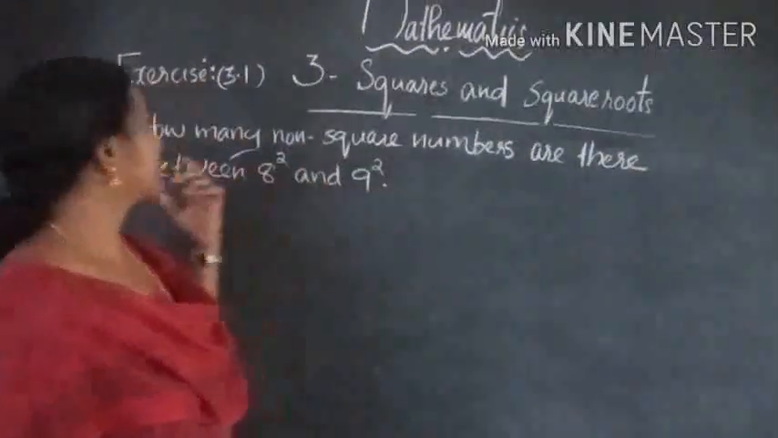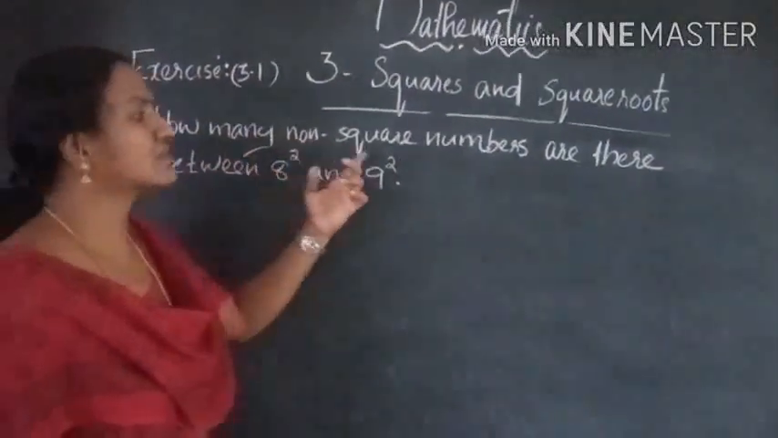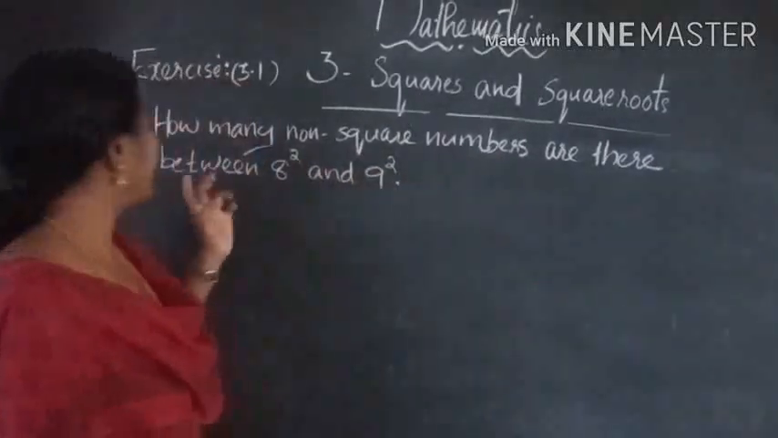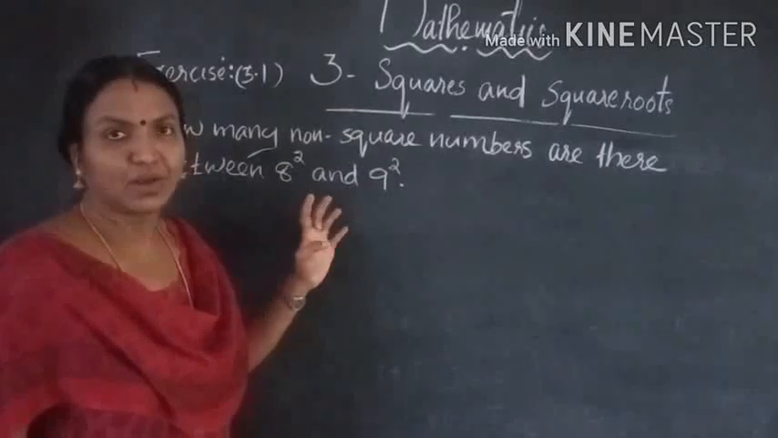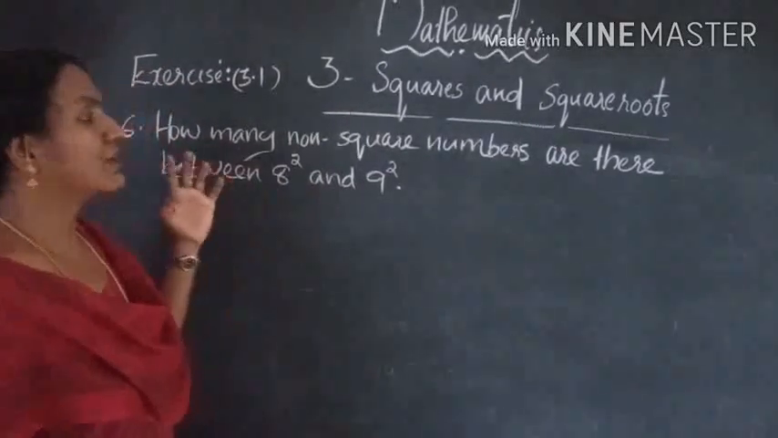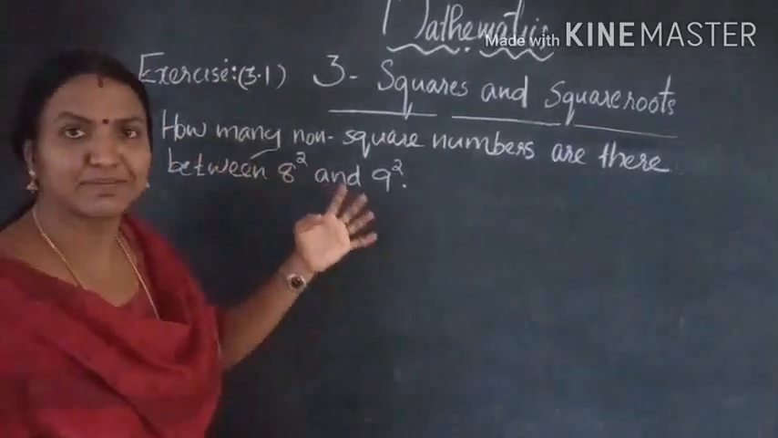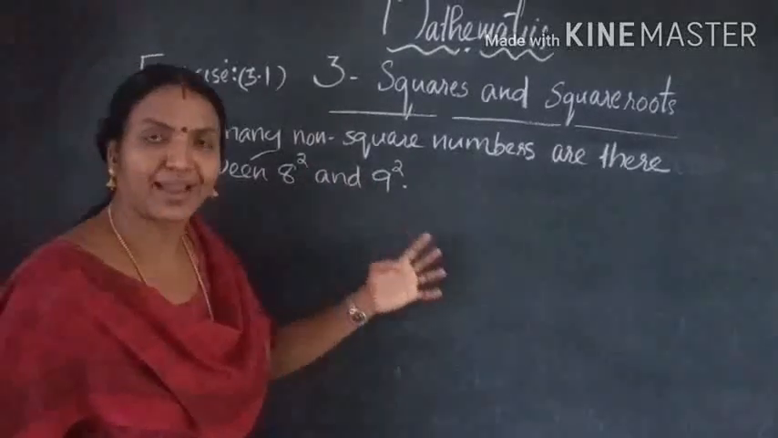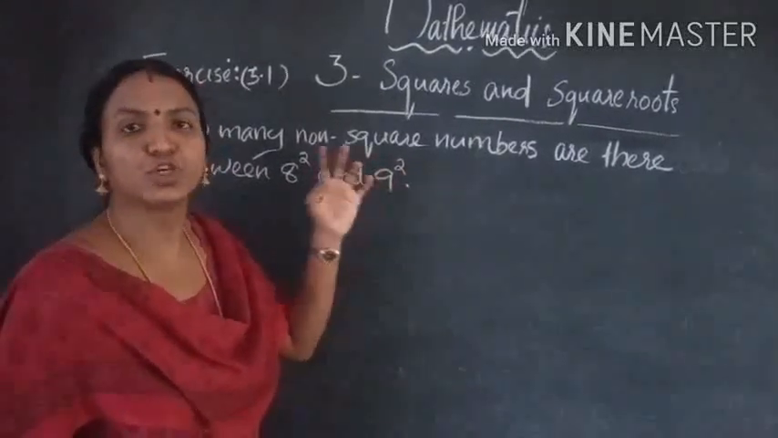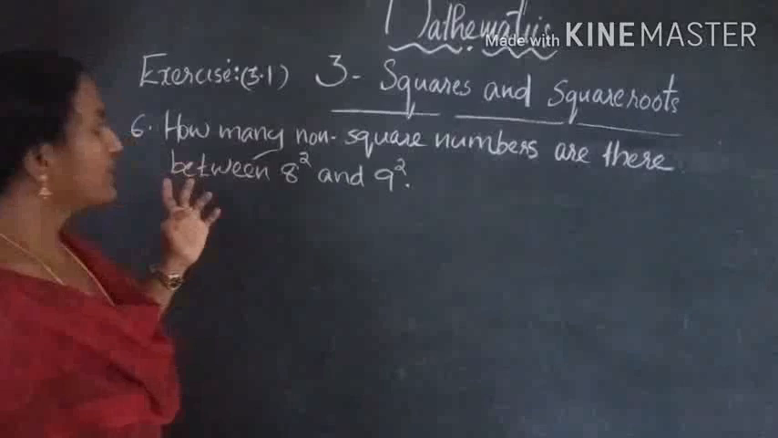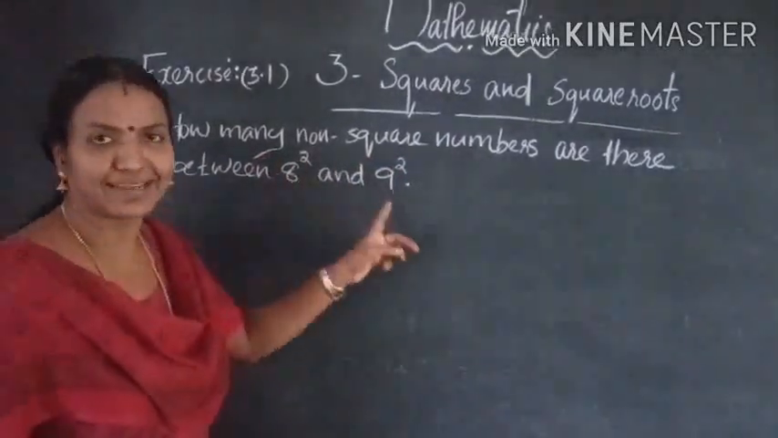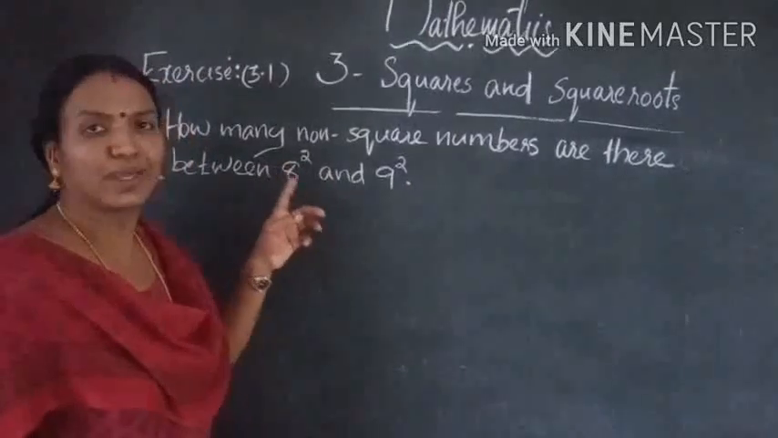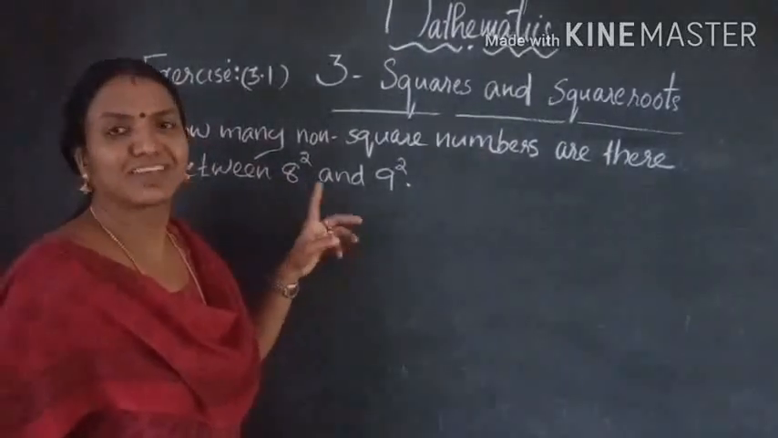The next question, question number 6. How many non-square numbers are there between 8 square and 9 square? We already learned that the number of non-square numbers between a square and a plus 1 the whole square is 2a. So the number of non-square numbers between 8 square and 9 square is 2 into 8. 2 into 8 is 16.